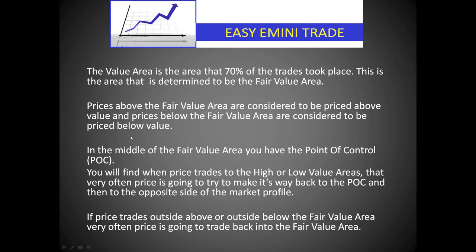And what you find is that when price trades to a high or low value area, that price is then going to try to make its way back down or up to the point of control, and then back to the opposite side of the market profile. And I'll show you exactly what I mean about that. And what you'll find if price trades outside, above, or outside below the fair value area, that very often price is going to trade back into the fair value area. It's usually always finding its way back to that fair value area and the point of control. Now, if you have a really strong trending market, it can tend to stay outside of the market profile just to trade back to the high value area, and I'll show you what I mean about that as well.